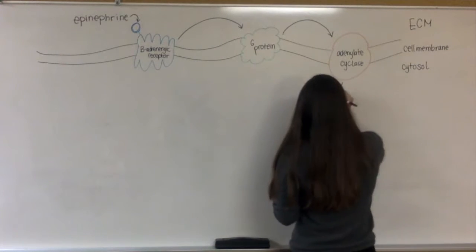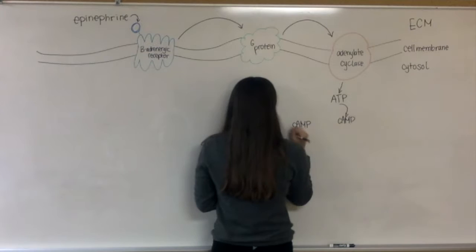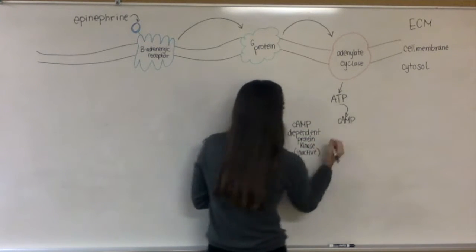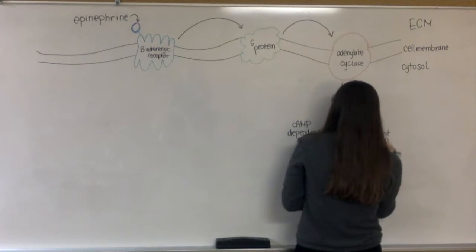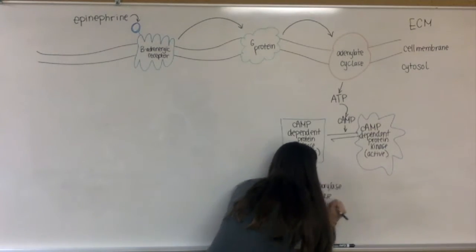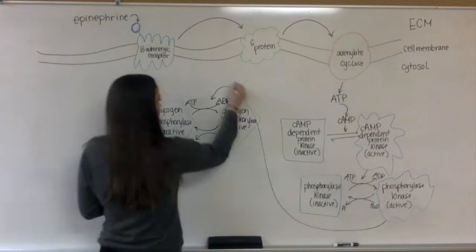Epinephrine binds to and turns on the beta-adrenergic receptor in the cell membrane, interacting with the G protein that activates adenylate cyclase. Adenylate cyclase then synthesizes cyclic AMP, or cAMP, from ATP. This cAMP molecule will activate cAMP-dependent protein kinase that will phosphorylate and inhibit kinase, which then catalyzes glycogen degradation.